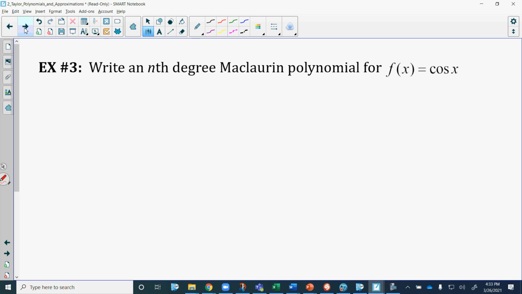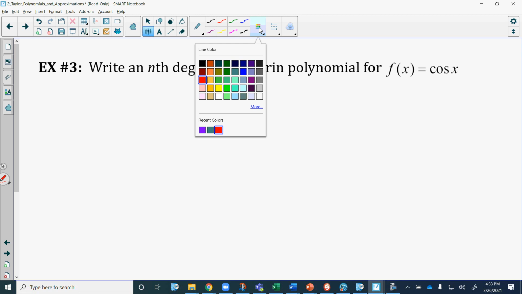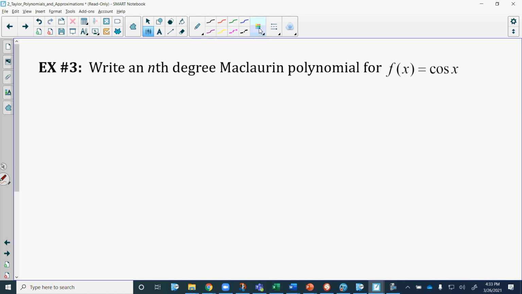All right, so I would encourage you here to see if you can write an nth degree. This one is asking you not to go to a specific one. It's just asking you to go to an nth degree Maclaurin polynomial, meaning that it's centered at 0, of the function f being equal to cosine of x. I encourage you to pause the video and try working it out and see what you're able to get. And let's go ahead and start taking a look at it.